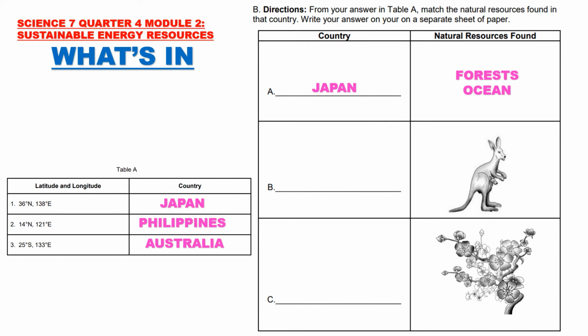At 25 degrees south, 133 degrees east, we have Australia. And in Australia, there are plenty of kangaroos. So kangaroos are large marsupials that are found only in this country. Next, we have 14 degrees north, 121 degrees east, and that is the Philippines. In the Philippines, there are plenty of waling-waling. Waling-waling is the rarest, most beautiful, and most expensive orchid among thousands of species that can be found in the Philippines. Waling-waling is dubbed as the Queen of Philippine Orchids.